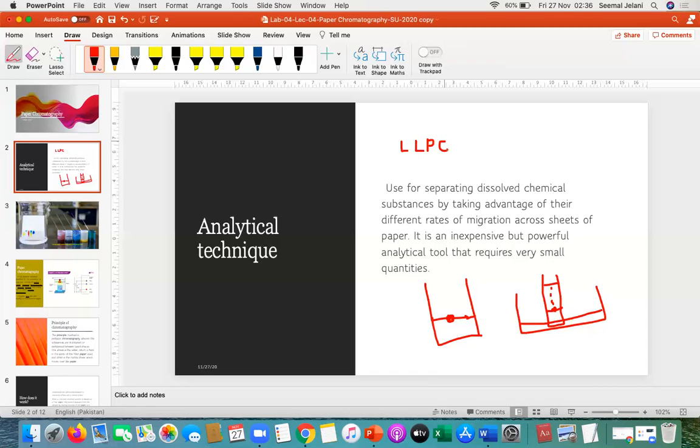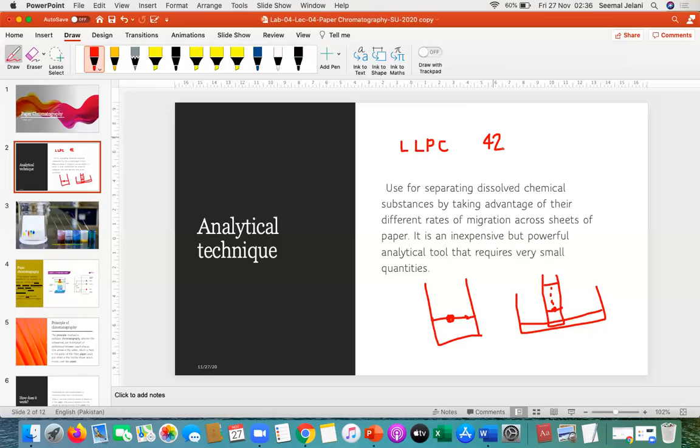In paper chromatography, the quality of paper is especially very important. We call it Whatman filter paper, and the number that we normally use is 42. So 42 is the number of the filter paper, and the name of the filter paper is Whatman.